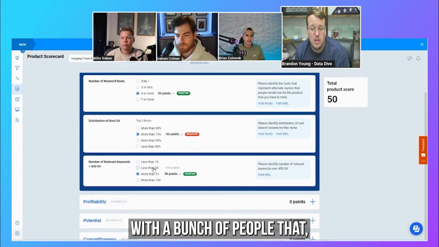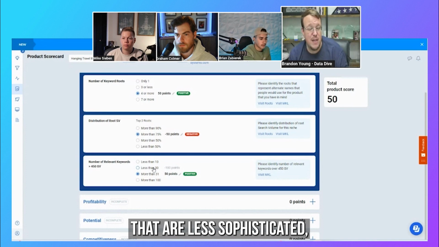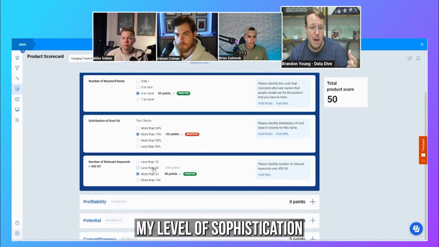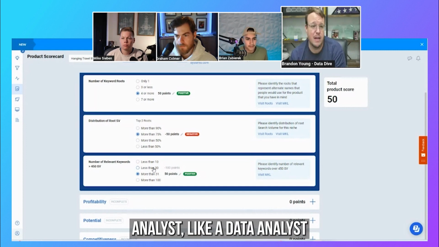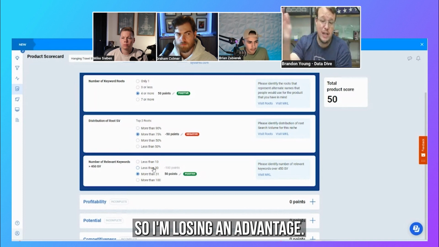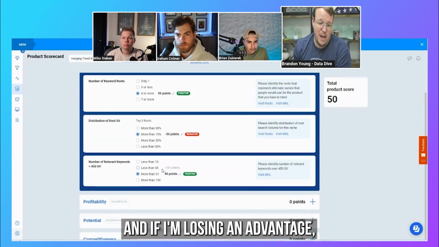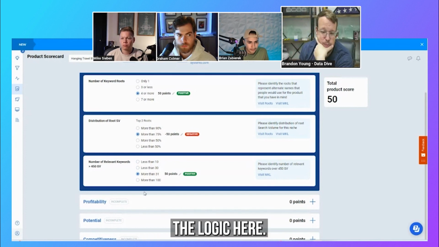I'm competing with a bunch of people that are less sophisticated, but it doesn't matter. My level of sophistication and how advanced of a data analyst I am doesn't matter in this product. So I'm losing an advantage. And if I'm losing an advantage, I'm going to subtract points. So that's the logic here.